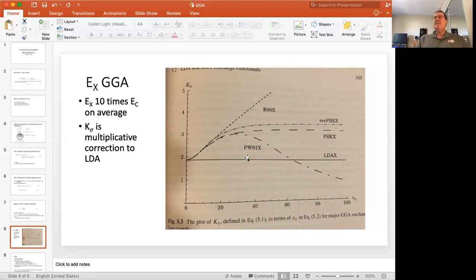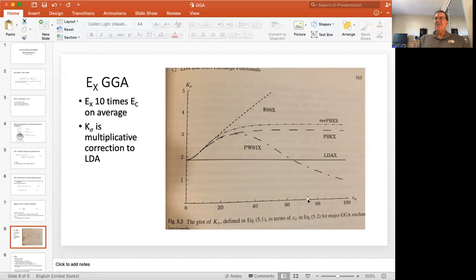And what you see is, while LDA is flat, all of them are bigger than LDA at small s. They go up, and then they start to be different. So Becke 88 just goes on a straight line like that. We know why it is. PBE flattens out. Perdew-Wang 91 is sort of like that, but then it dies off like this. And then revised PBE does this. That looks horrible, right?